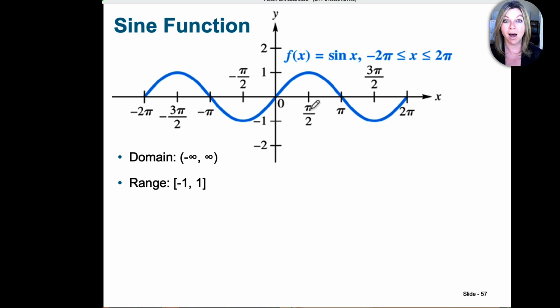I like to think about the height of sine. You can see here that this curve is bouncing between positive 1 and negative 1. That's the range. Each period is 2 pi.